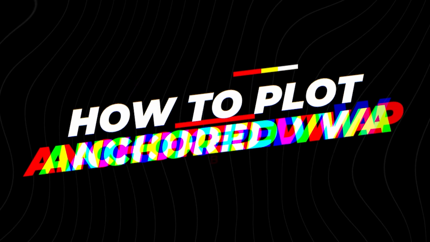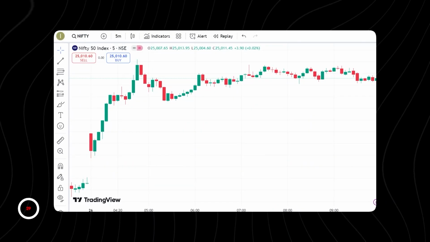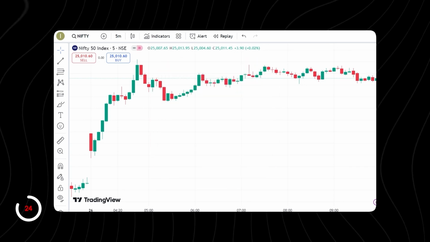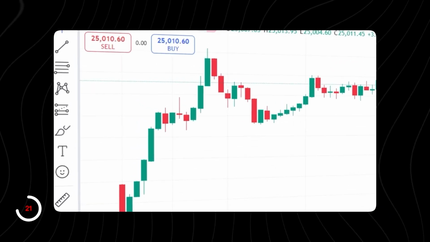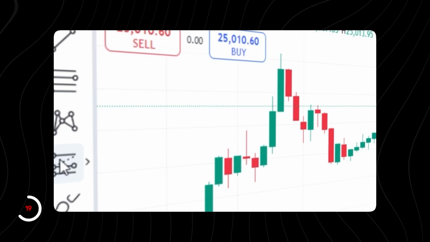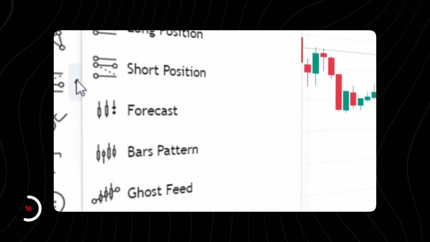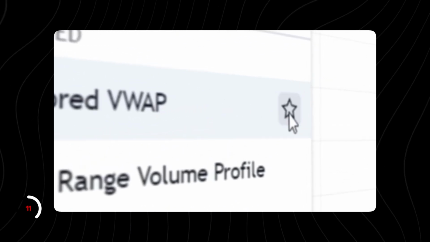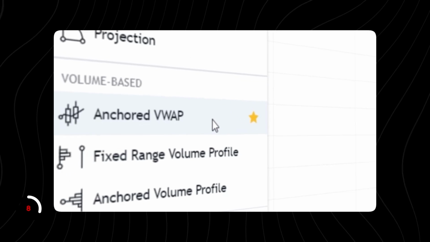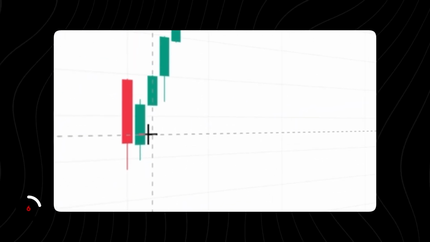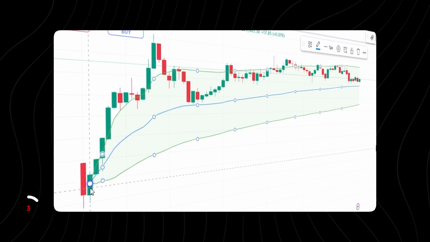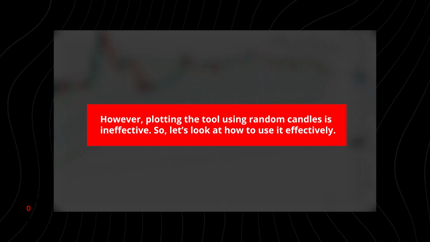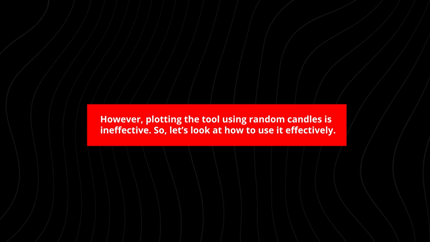2. How to plot Anchored VWAP. To plot the Anchored VWAP on your chart, go to TradingView, a free charting tool. Once on your charts, look to the left for the drawing tools. To open the drop-down menu, click the arrow next to the second choice. Scroll to the bottom of the list and choose Anchored VWAP. You may also click the star to save it to your favorites for easy access. Once selected, click on any candle to have the tool map itself from that price. However, plotting the tool using random candles is ineffective. So let's look at how to use it effectively.